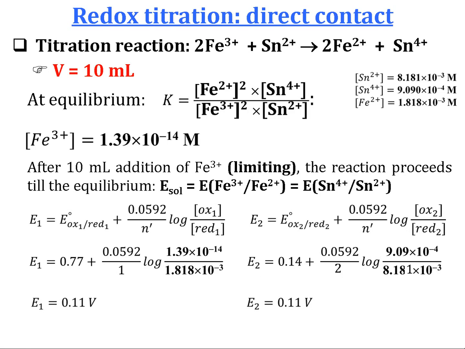Was it necessary to calculate E of the solution on the two couples? Since the 10 milliliters added is before the equivalence and Fe3+ will be limiting, it's easier to work only on the couple Sn4+ and Sn2+, to avoid, for example, the calculation of Fe3+.